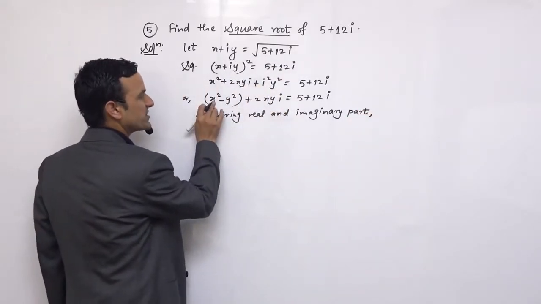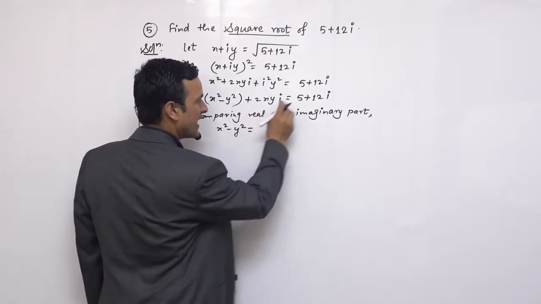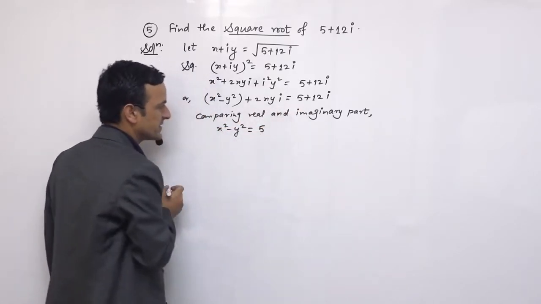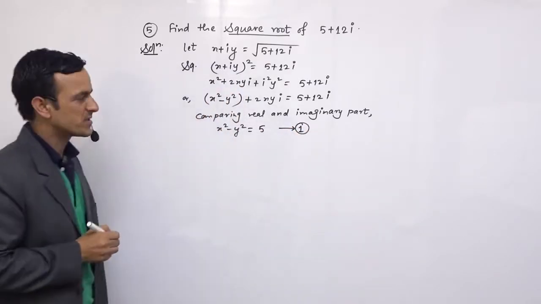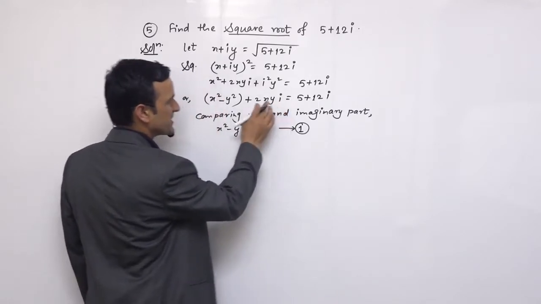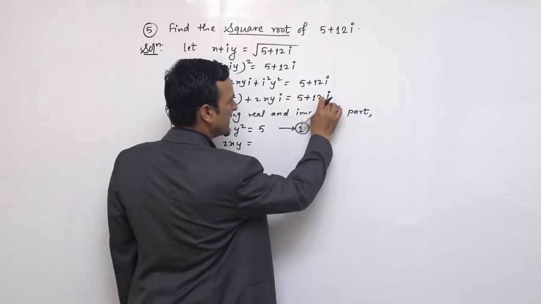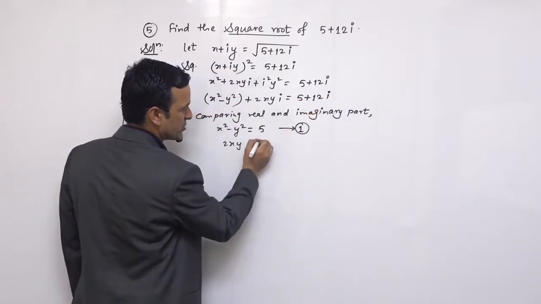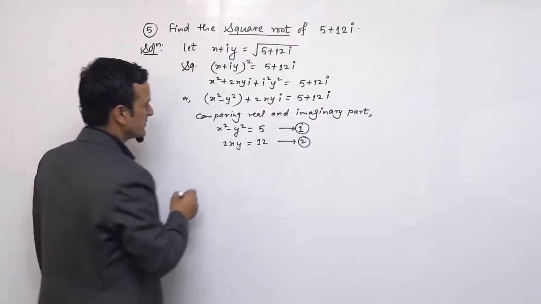So the real part is this one, x square minus y square is equal to 5. This is equation 1. And the imaginary part means the coefficient of i. This is 2xy is equal to 12, the coefficient of i. So this is equation 2.